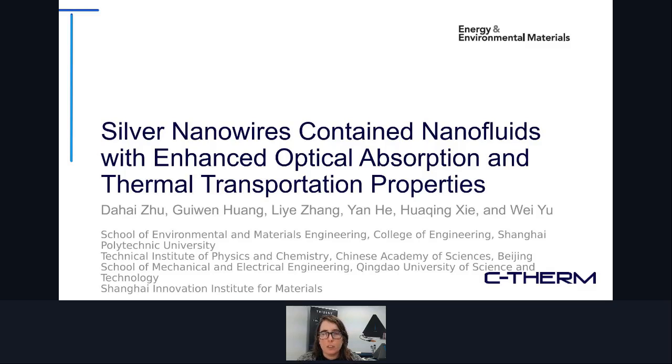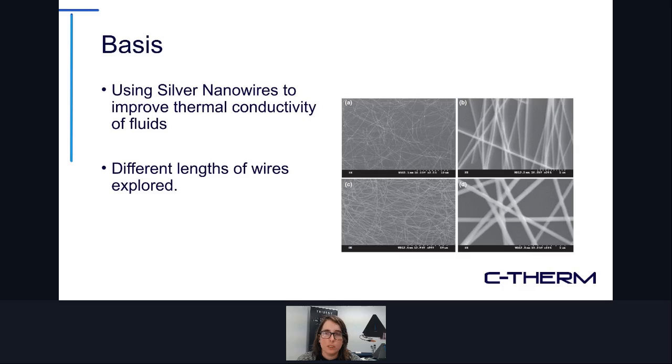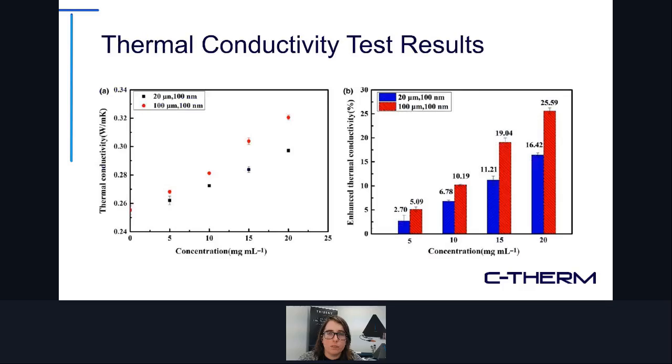The next set that we'll take a look at is a paper titled Silver Nanowires Contain Nanofluids with Enhanced Optical Absorption and Thermal Transportation Properties. This was published in Energy and Environmental Materials. So similar to the previous paper, this group was looking at using silver nanowires to improve the thermal conductivity of their fluids. And again, they're looking at different lengths of wires being explored.